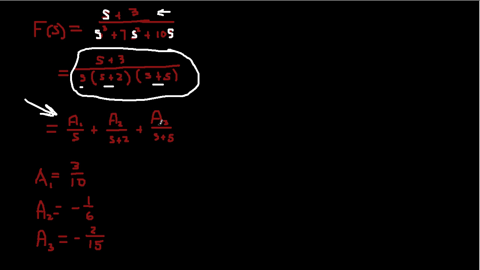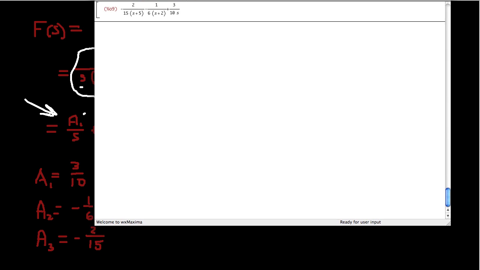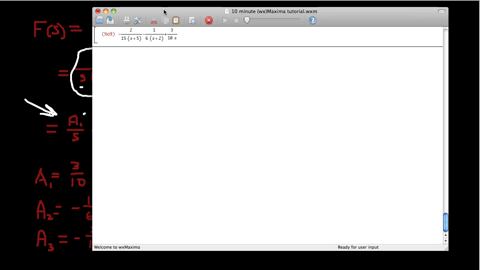Now we went through the exercise, which I'm not going to repeat here at this moment, of how to find these coefficients a1, a2, and a3. And we found that a1 was 3 over 10, a2 was negative 1 over 6, and a3 was negative 2 over 15. Okay, now what I want to do now is show you how we can use the software WX Maxima to do this partial fraction expansion and get the solution to the problem. So here I have the WX Maxima window open.